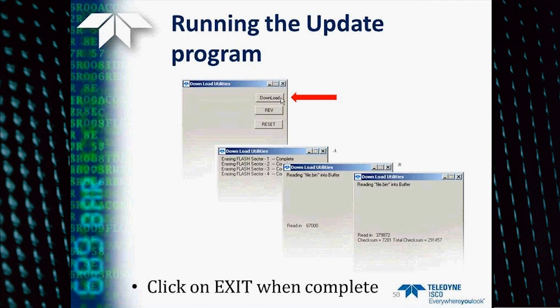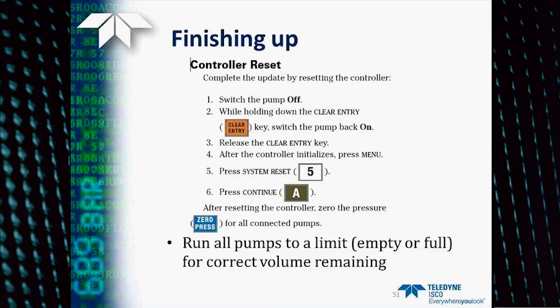At this point, then, this screen that you see here at the top should show up, and you click on the Download button to start the download. And then as it progresses, you can see here the other screens that show as it's done. And when it's finished, it will give you a message that it is completed. And you just click on the Exit button then to exit the update program. Then you would turn the pump off.